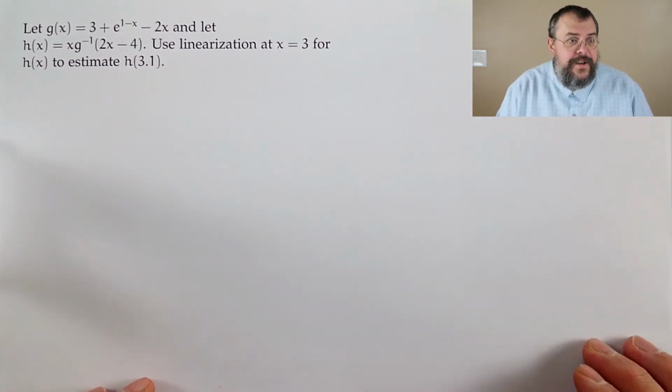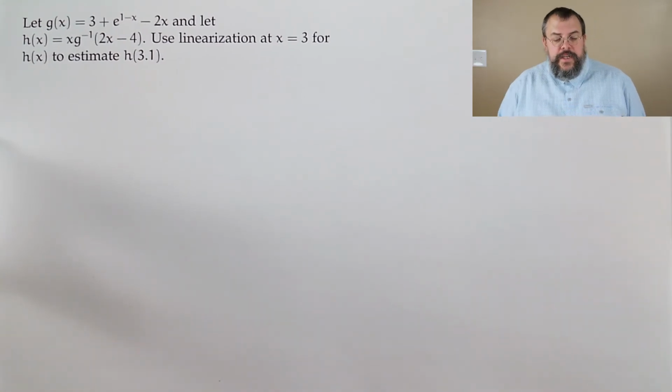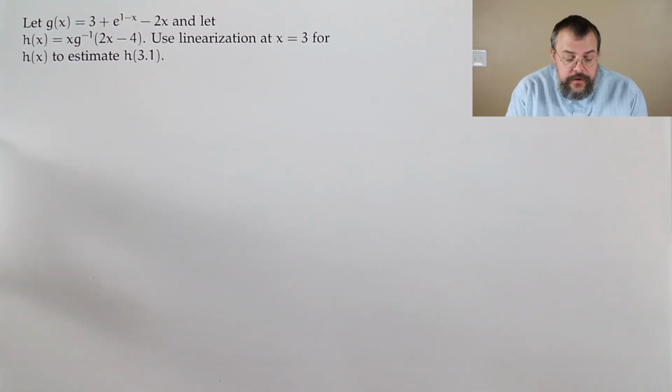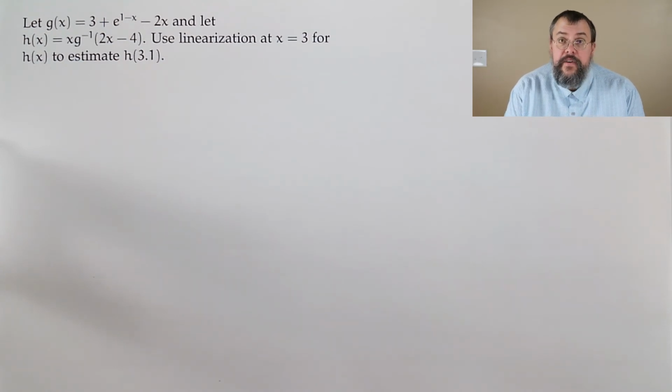All right, let's do one more problem. We have g of x is a function, 3 plus e to the power 1 minus x minus 2x, and h of x is x times g inverse of 2x minus 4. So our goal, use linearization at x equals 3 for h of x to estimate h of 3.1.